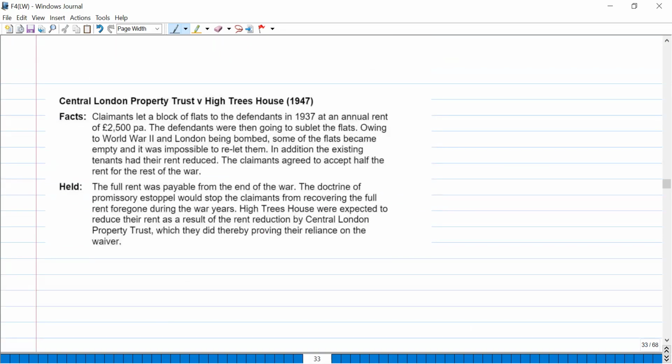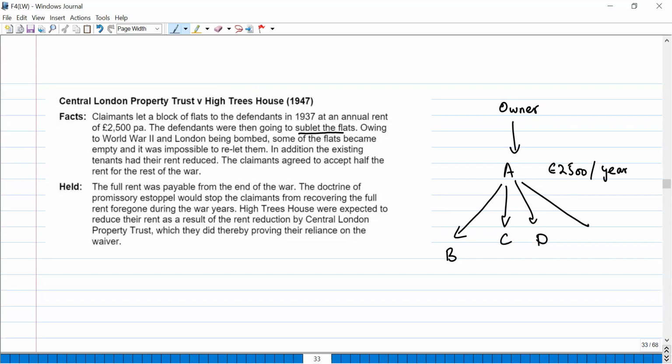This case brought forward the concept of the doctrine of promissory estoppel. Very important case. Let's go to the case here. The claimants let a block of flats to the defendant in 1937 at an annual rent of 2,500 pounds per annum. The defendant was going to sublet the flats. So basically there was an owner who gave the flats for rent, 2,500 pounds per year, to Mr. A, and Mr. A was subletting the flats to other people like B, C, D, E.